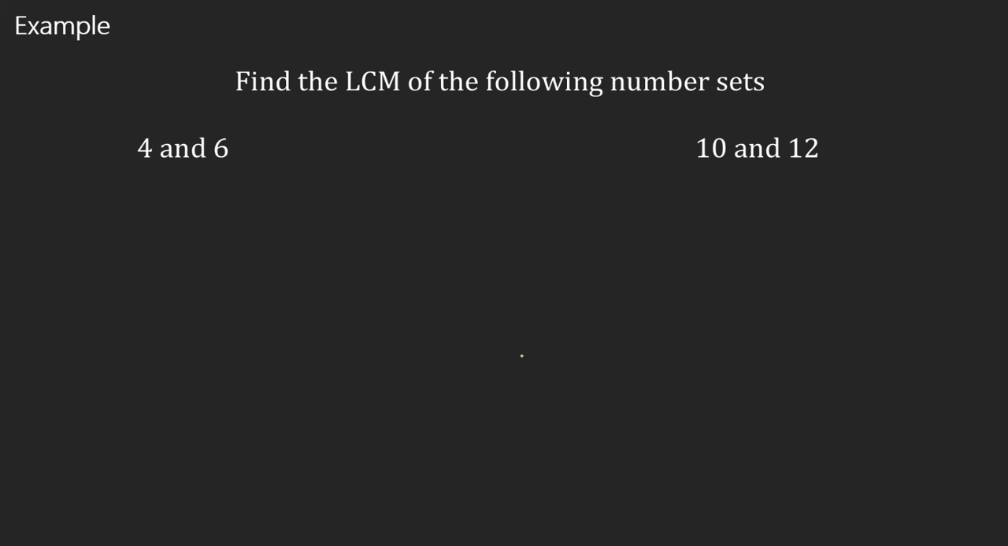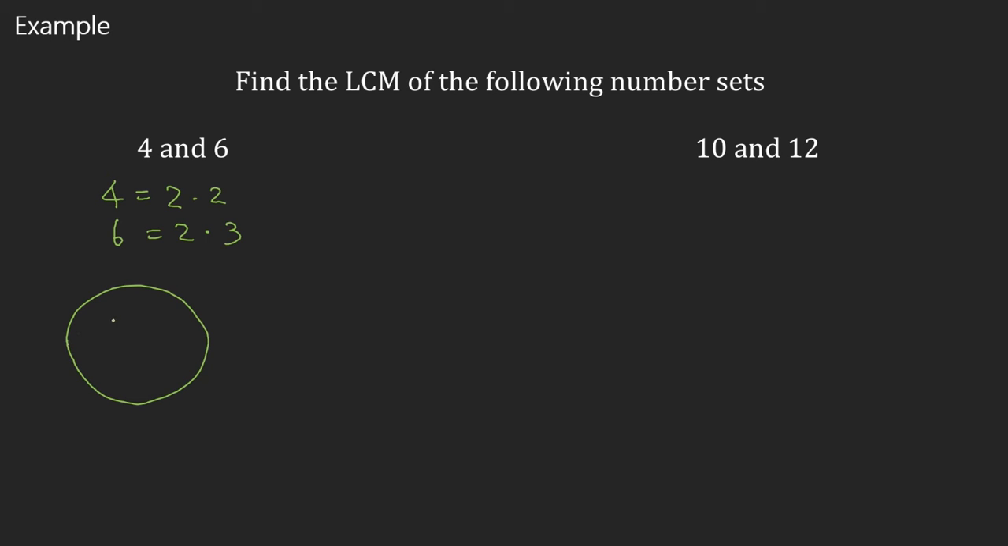So let's look at these same two sets of numbers again. To find the LCM for 4 and 6, we're first going to find the prime factors for each. So 4 is equal to 2 times 2, and 6 is equal to 2 times 3. So here you can see 2 is common to both. Now we're going to draw our Venn diagram.